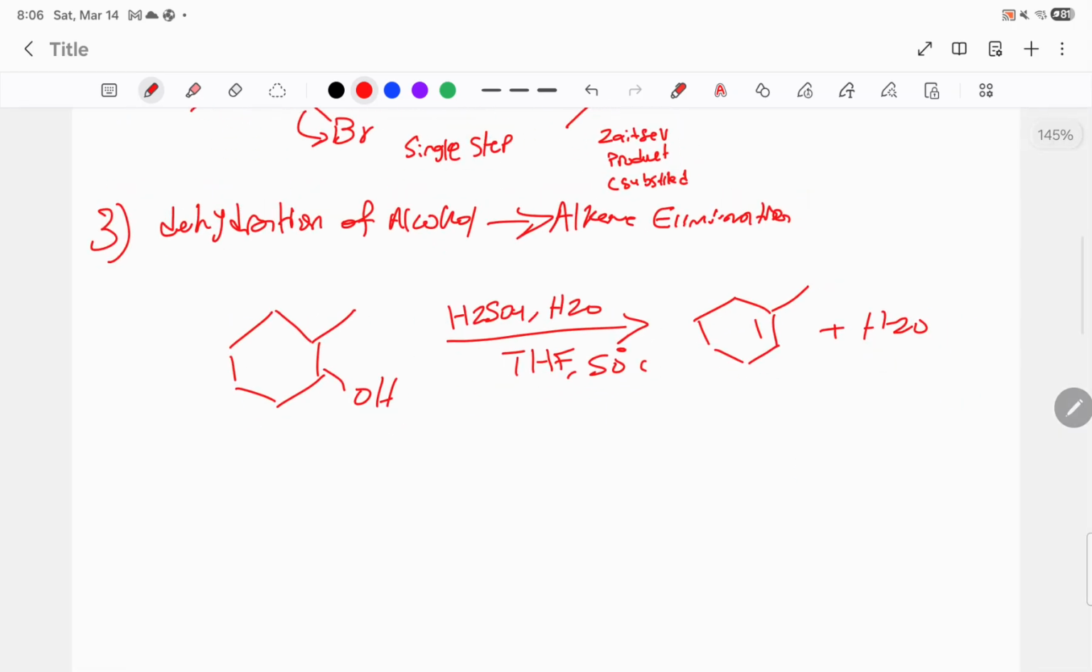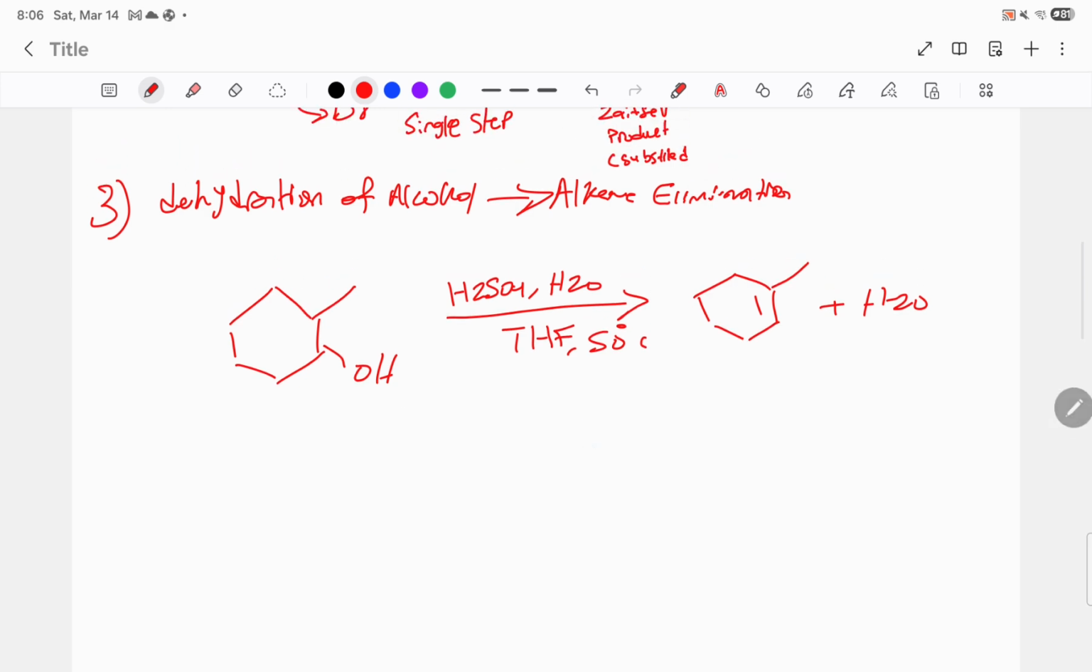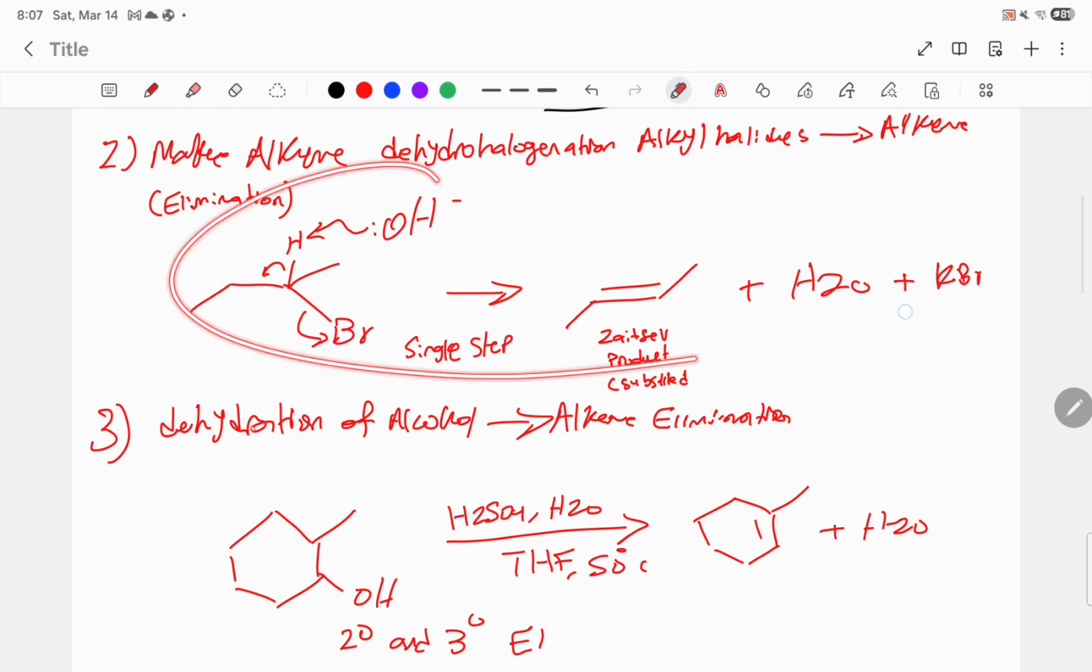Now, how do I know this reaction mechanism occurs by way of elimination? Again, you have to take a look at it like this. If I have this H2SO4, anytime you have an acid, protonate something. In this case, I have what we call a secondary alcohol. So secondary and tertiary alcohols undergo an E1 mechanism. In the previous reaction, we saw an E2 mechanism.